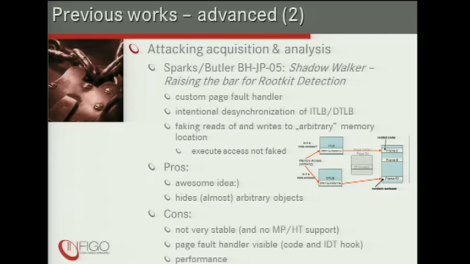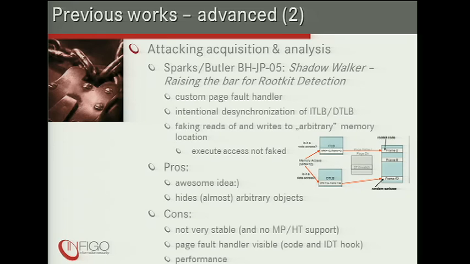Another work on memory anti-forensics was proposed like 7 years ago by Sparks and Butler. Some of you might recall it. They created a proof of concept rootkit called Shadow Walker. What they did is they created a custom page fault handler, and they marked every memory location that they want to hide as not present, as being swapped out, as being paged out. Additionally, they cleared out the complete translation look-aside buffer and desynchronized the instruction and data translation look-aside buffer. By doing this, they actually made sure that every access to the memory location that's supposed to be hidden will cause a page fault, and their custom page fault handler will be called.